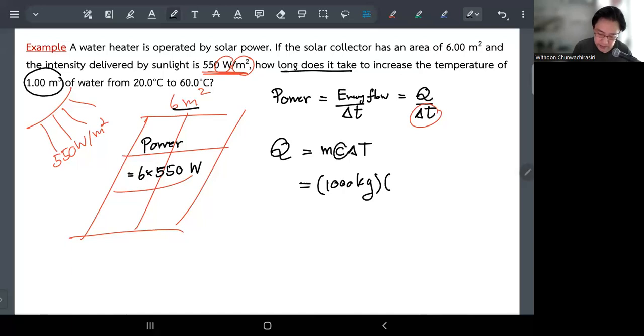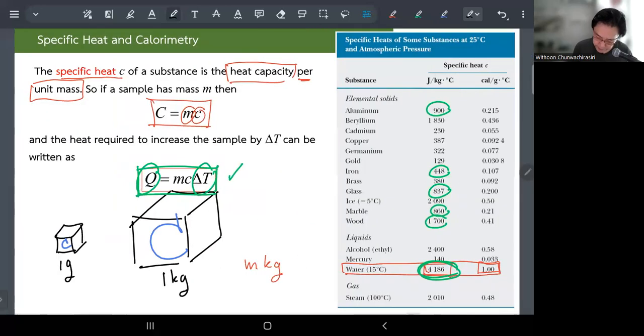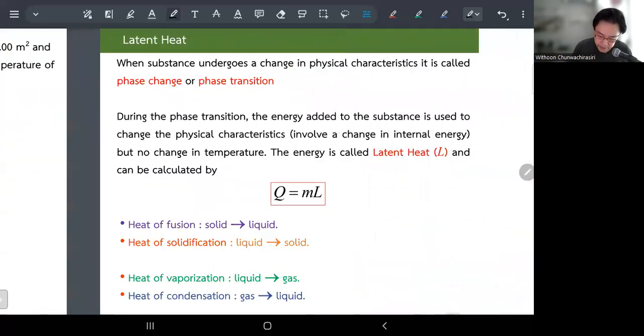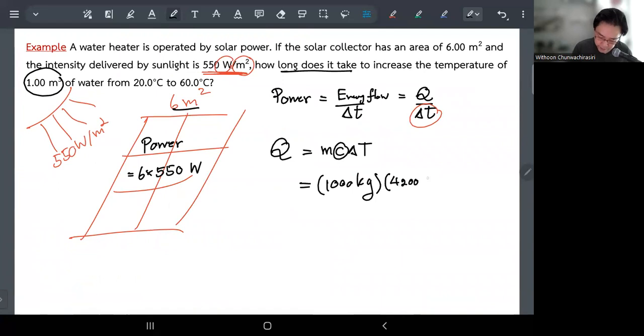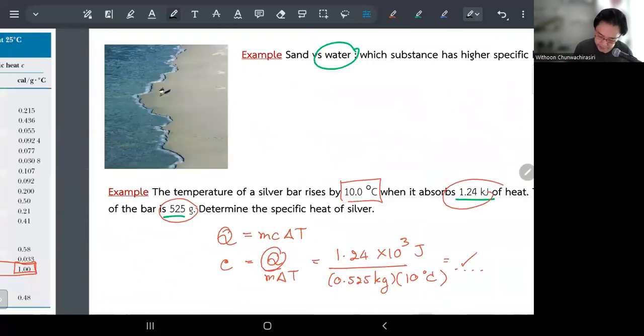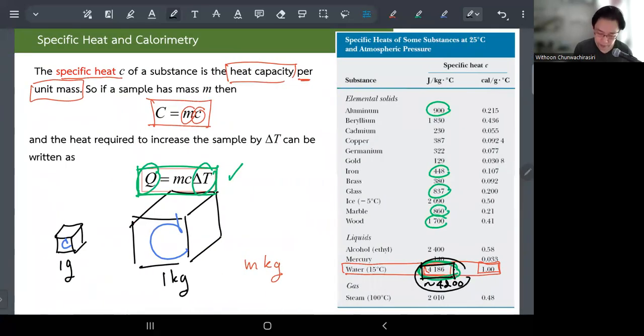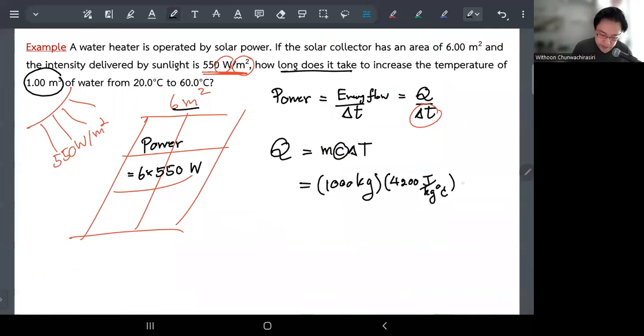Times now the specific heat of water. You can look it up from this table right there. There we go. You can approximate it to be 4,200 if you like, to make things a little bit easier to calculate. So it's 4,200 joules per kilogram degree Celsius. I just use this approximation number right here. And then you multiply by delta T. Now you're going from 20 to 60, so the delta T is going to be a 40 degree difference. With me, right? Okay, delta T is 40 degrees Celsius.